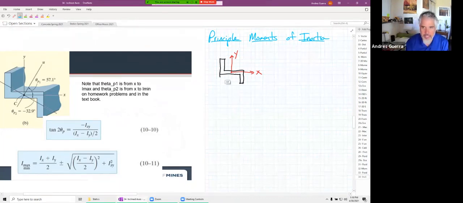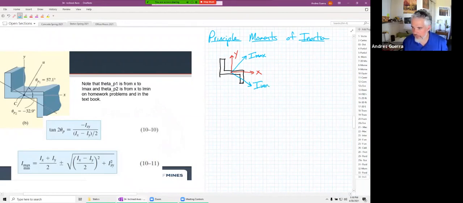If we rotate our axes to here, that is where we find I max. And the I min, the other one, is 90 degrees away from I max. The angle that we rotate to get to I max and I min is called theta p.